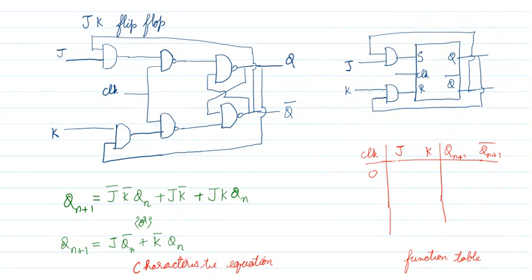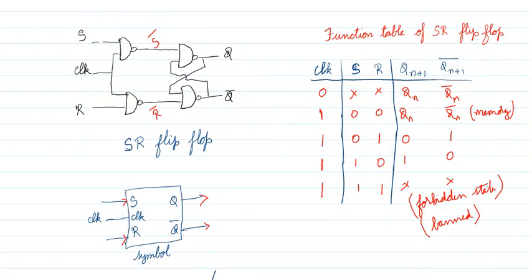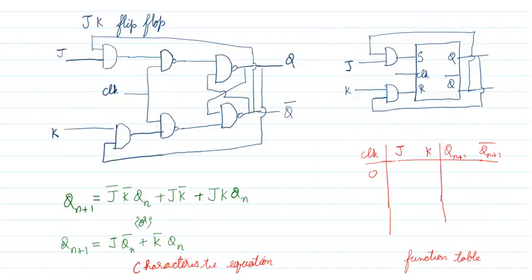See, the drawback with the SR flip-flop is the last state. The last state is forbidden, so we have to avoid this state. To avoid this state, we go to the JK flip-flop. In the JK flip-flop, if you observe closely, this is your SR flip-flop. This is your S, this is your R. And if you take this Q and connect it to an AND gate and give K, and connect this to R.